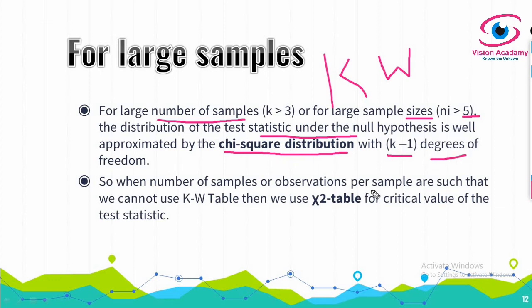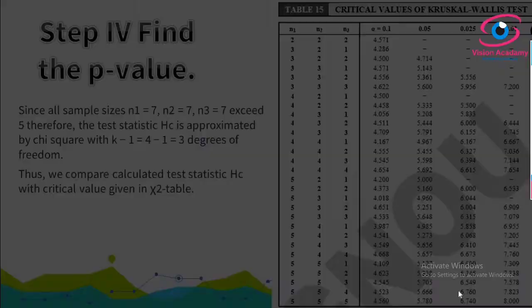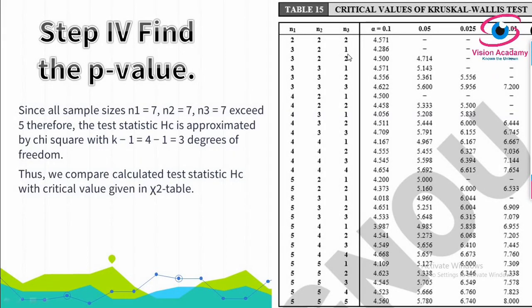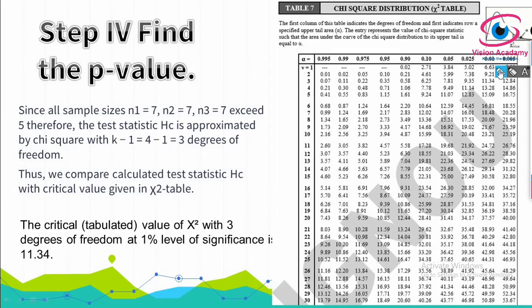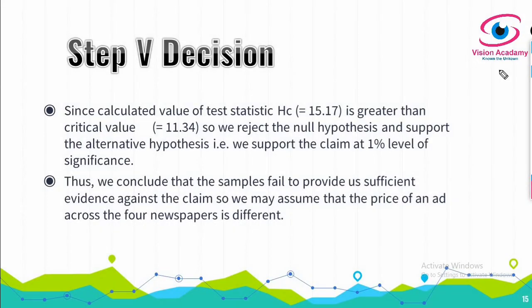So when the number of samples or observations per sample are such that we can't use the KW table, as I showed you, then we use the chi-square table, that is the chi-square distribution table, for the critical value of the test statistic. Except for this, other things remain the same. Here the groups are 3, K is 3, and the number of samples is 5. We cannot accommodate this case, so we have to go for the chi-square distribution.